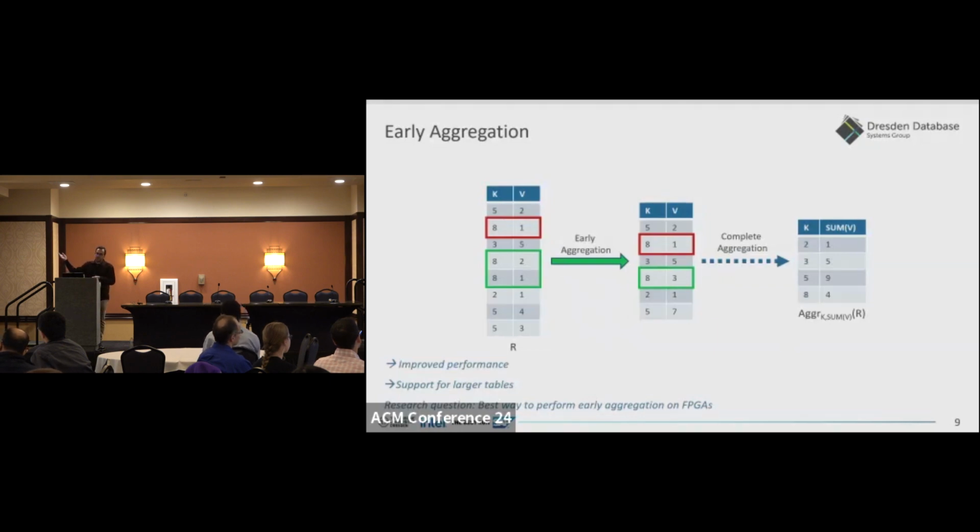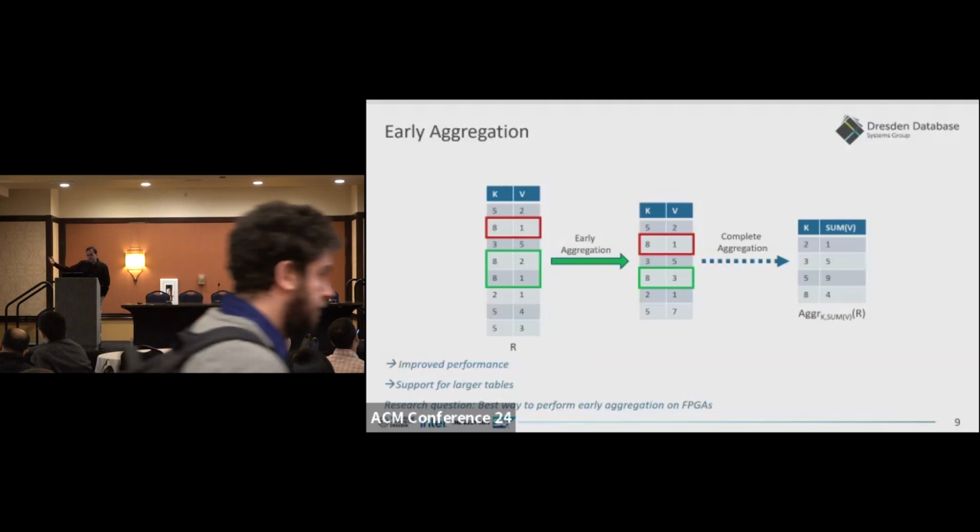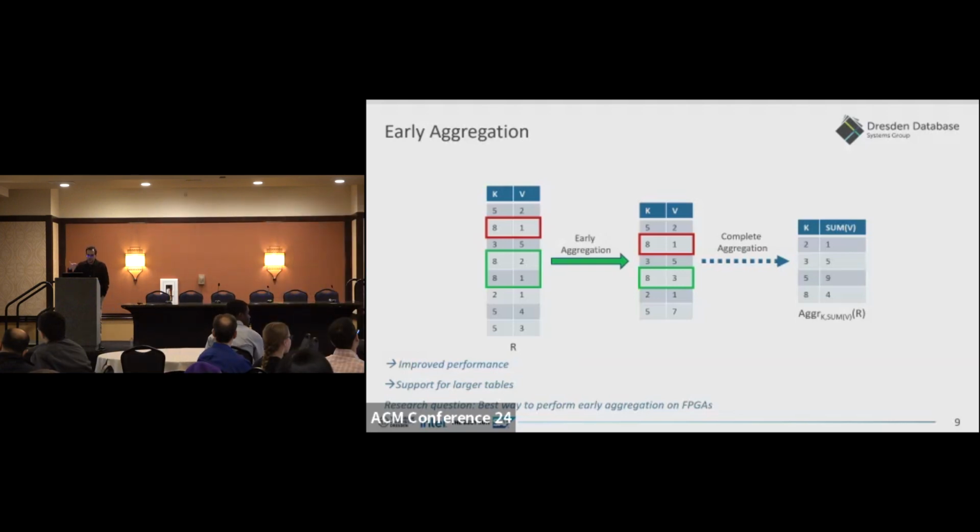And so the advantage is, of course, that the size of this intermediate table is smaller, so there's less data to sort, so you get better performance. Because of this, the memory footprint of the algorithm is also reduced, which means that we can now support larger tables on FPGAs, which typically have limited memories. So, that's the idea of early aggregation. And of course, as I said, our research question is, what's the best way to do this on FPGAs? So what's the best way to do early aggregation?